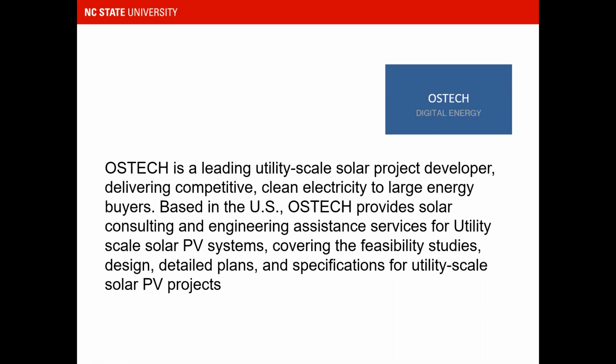OS Tech is a leading utility-scale solar project developer, delivering competitive, clean electricity to large energy buyers. Based in the US, OS Tech provides solar consulting and engineering assistance services for utility-scale solar PV systems, covering the feasibility studies, design, detailed plans, and specifications for utility-scale solar PV projects.